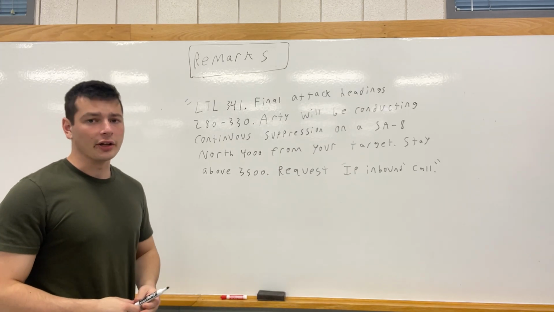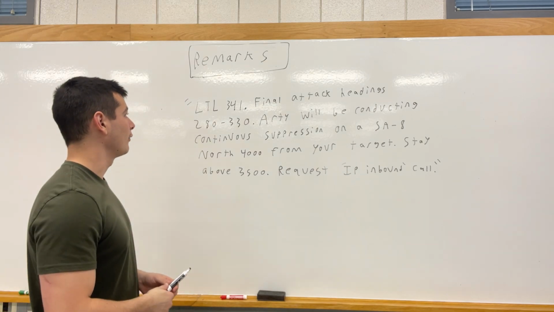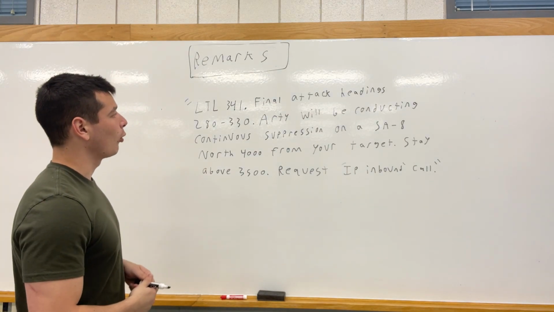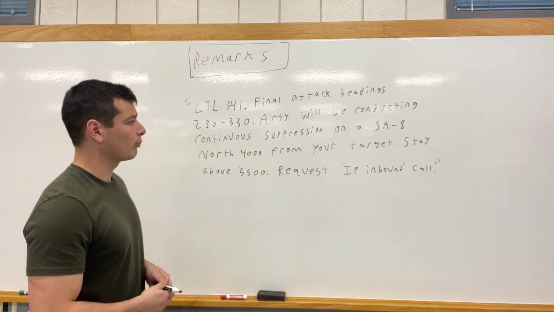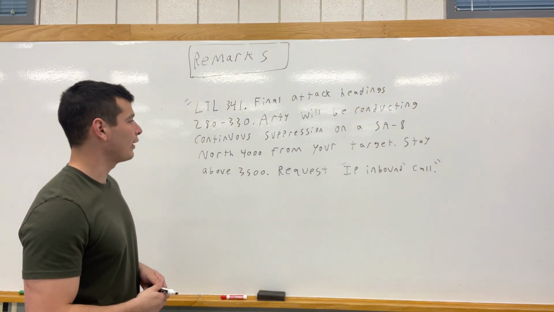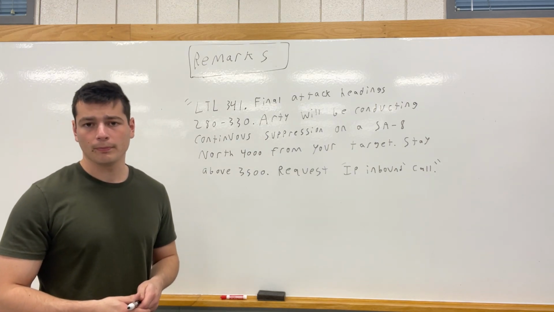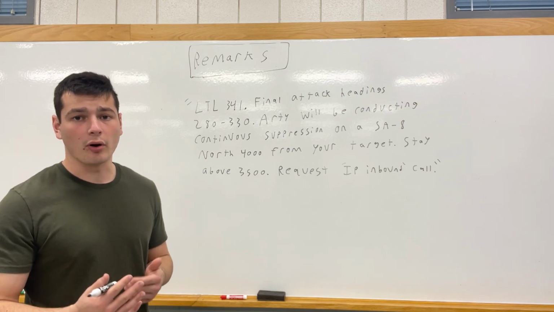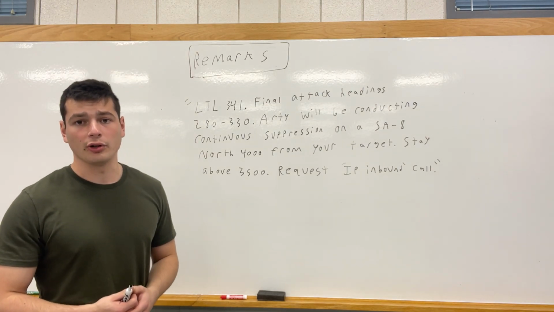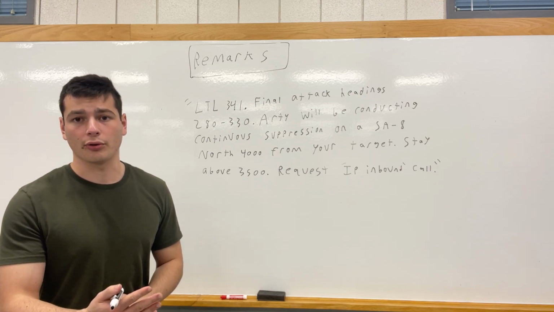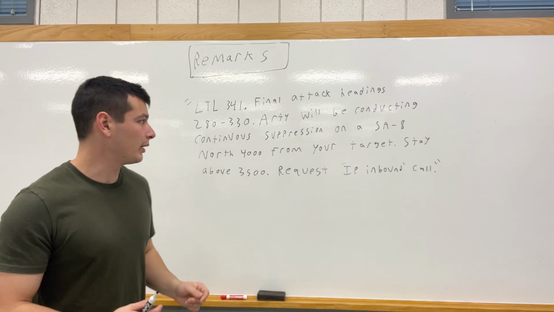So up here I've written an example of a remark that the JTAC might be giving an aircraft. LTL 341, final attack headings 280 to 330. Arty will be conducting continuous suppression on an SA-8 north 4000 from your target. Stay above 3500. Request IP inbound call. I'm going to break this down and tell you what all of it means because I know it's a lot. LTL, that's laser target line 341. In this case, our JTAC is using a laser to mark the target for the aircraft. Final attack headings, I'll be getting into a little bit later.